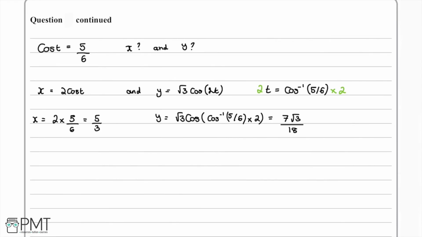So we now have the x coordinate and the y coordinate of our point Q, and we can conclude that Q has the following coordinates: 5 over 3 for the x coordinate, and 7 over 18 root 3 for the y coordinate, and therefore we've completed the question.